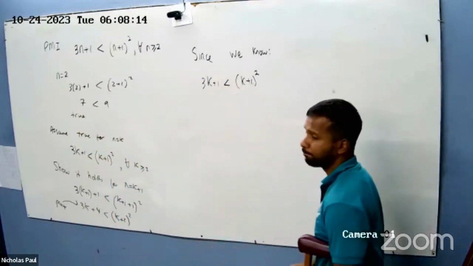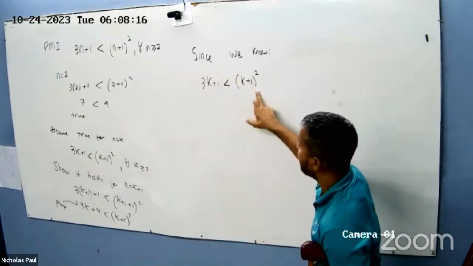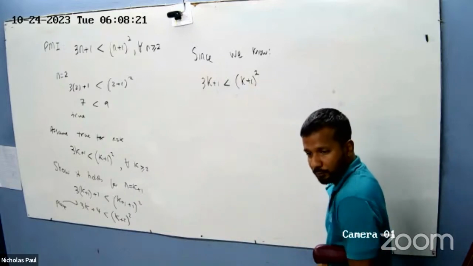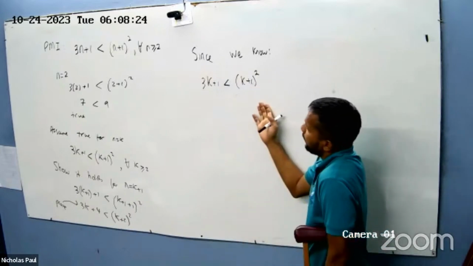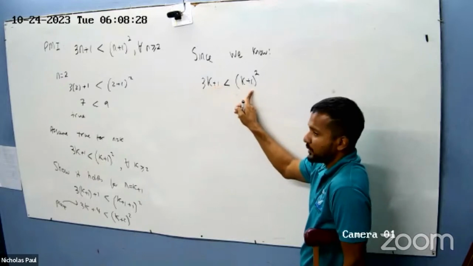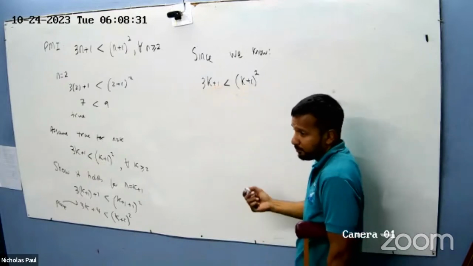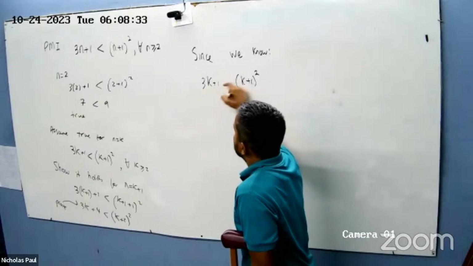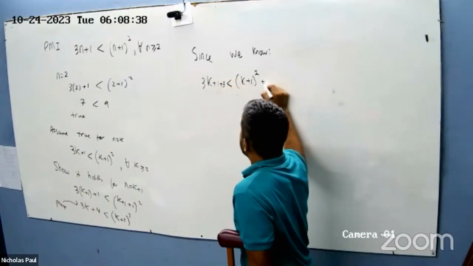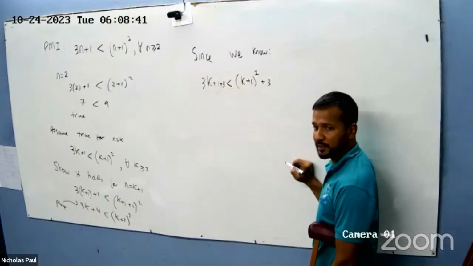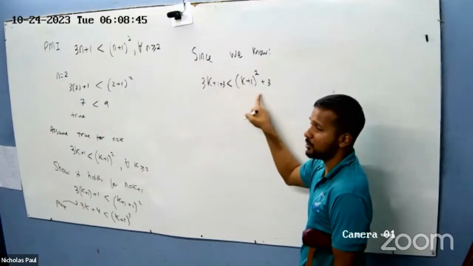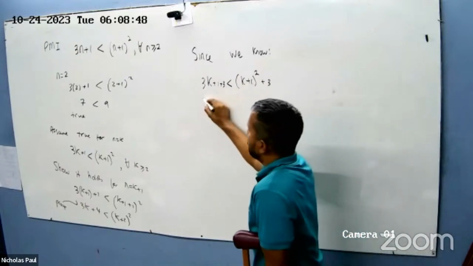Right, so I need to go from here to this. What do we do? We have to find a way to convert this to 3k plus 4 and convert this to k plus 2. Here we can try: if we were to add 3 here and add 3 here, would I change the inequality? Would I change the sign or anything? If I add 3 here and add 3 here? No, right?